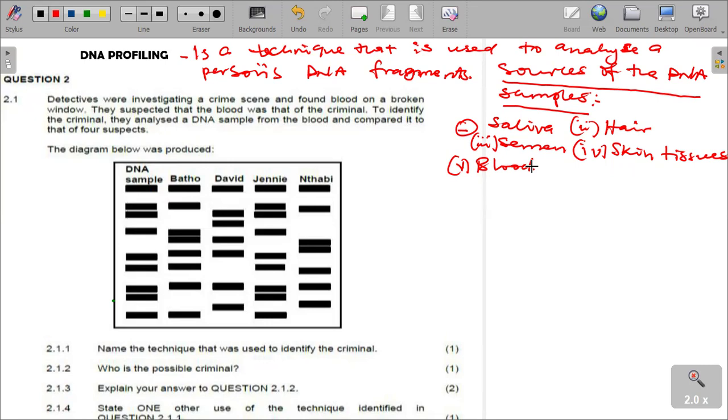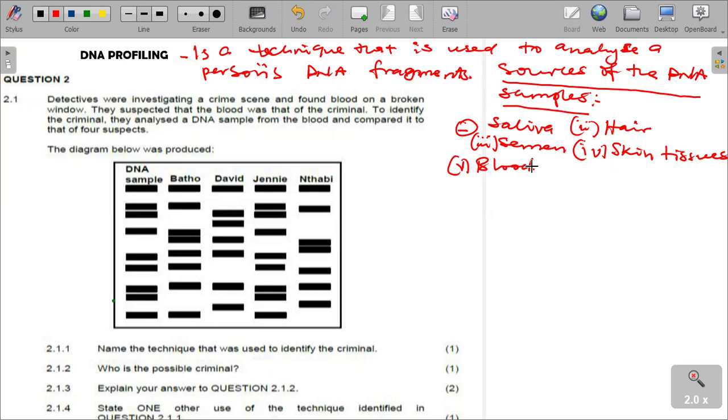These DNA fragments are separated and arranged to form specific patterns or bands. The DNA fragments are arranged, so they form specific bands or patterns. In that case, we have the different patterns that you can see there. As you can see, the DNA has been cut into fragments using specific enzymes.